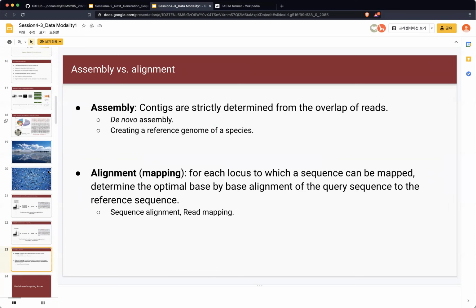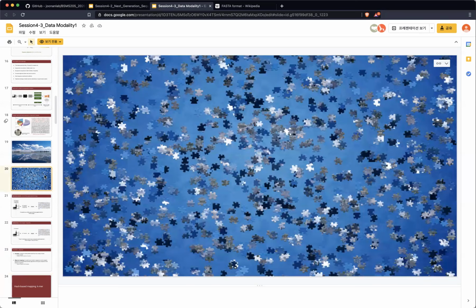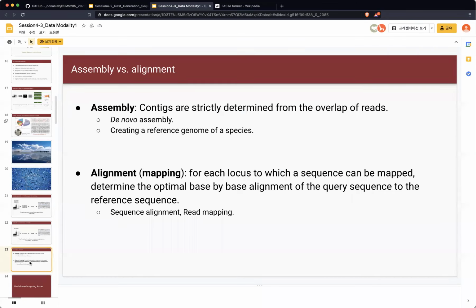So think back to the jigsaw puzzle. If you get these puzzles from your friends, and your friend says, complete this puzzle, and she or he gives you a picture, then that picture is the reference genome. Then you know the picture, and by following it you can make the entire puzzle, right? But without this picture, it is almost impossible to figure out the original picture, right? So these two things are quite different.